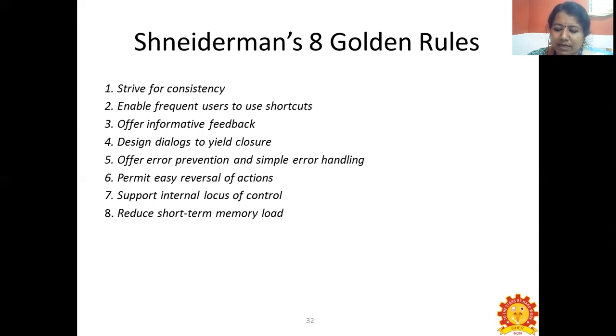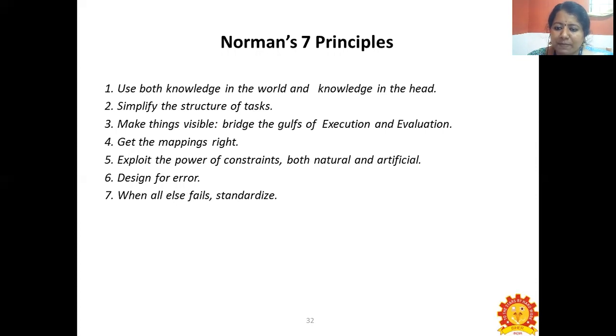Next, we are going to see in detail about Norman's 7 principles. The first is to use both knowledge in the world and knowledge in the head. Second, simplify the structure of tasks. Third, make things visible, which bridges the gulf of execution and evaluation.